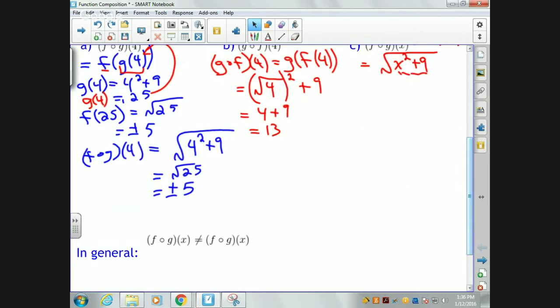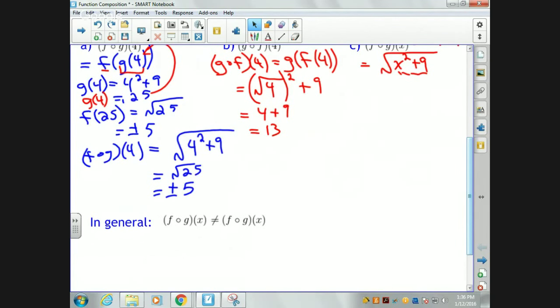And just probably worth noting here that generally speaking, f composed with g at x is not the same as g composed with f at x. What's that? Oh, thank you. Change this to a G and change this to an F. Yep. Yep.